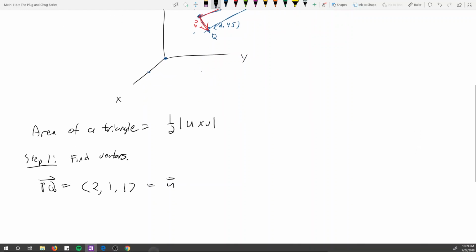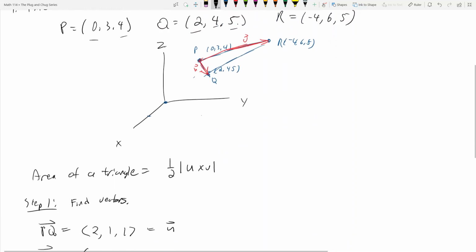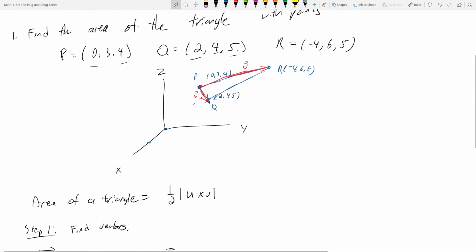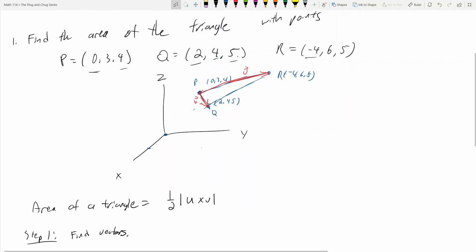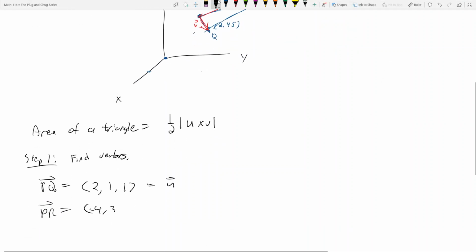Then I want the vector PR, which is equal to negative 4 minus 0, which is negative 4, 6 minus 3, which is 3, and 5 minus 4, which is 1. And we'll call this V.